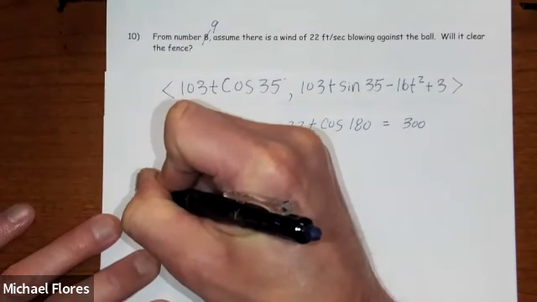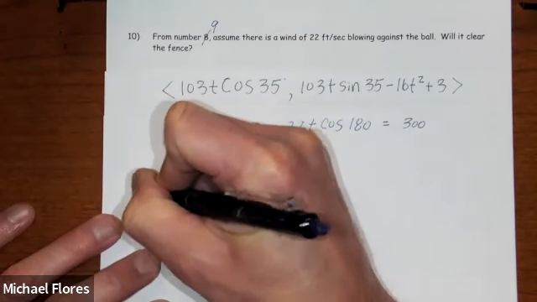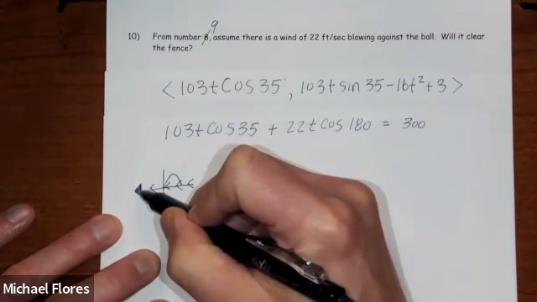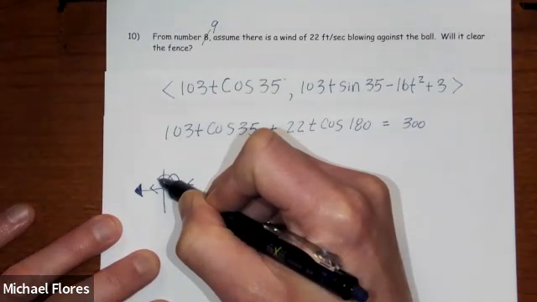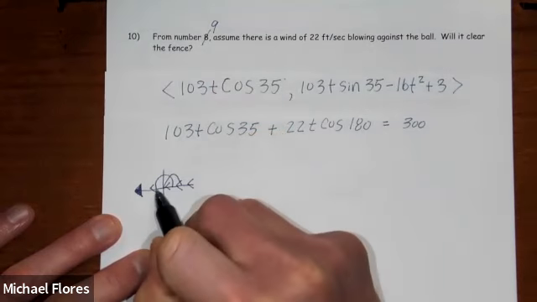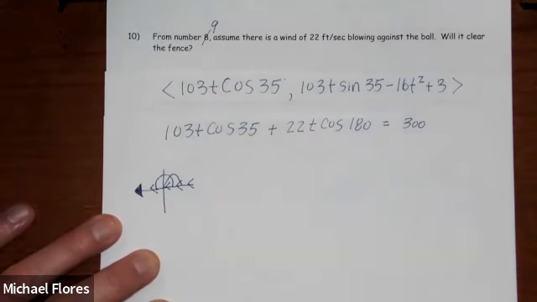And do you remember, if our wind is blowing this direction, here's our terminal point here. If I start from the positive x-axis and rotate until I hit the terminal ray, I have just completed a 180-degree rotation. That's why it's 180.